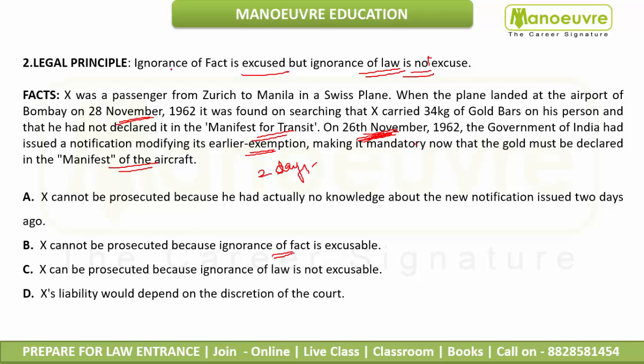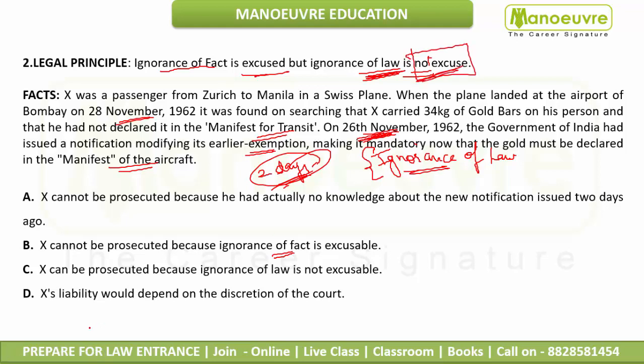The principle is clearly saying, guys, ignorance of fact is excusable while ignorance of law is not excusable. And we clearly see that this is nothing but ignorance of law. Correct? Given the fact, even if it is just a 2 days old amendment, the law will not take all these points into consideration because law is very much clear that ignorance of law is not excusable, guys. Okay, so he will be charged. So X cannot be prosecuted will not be my answer.